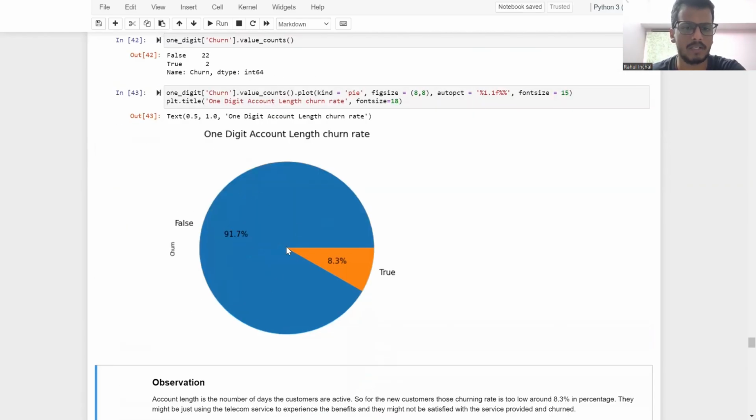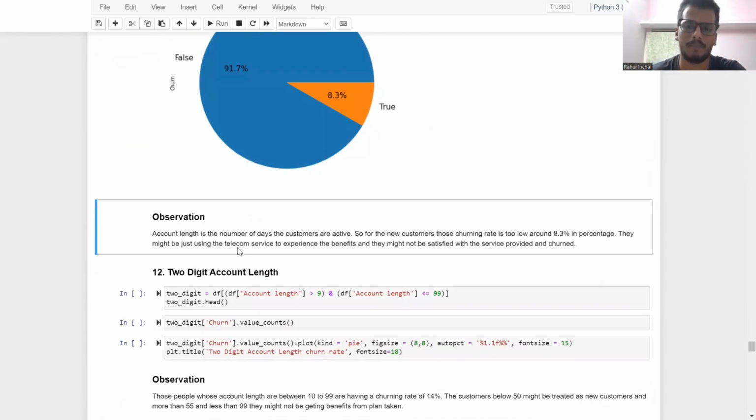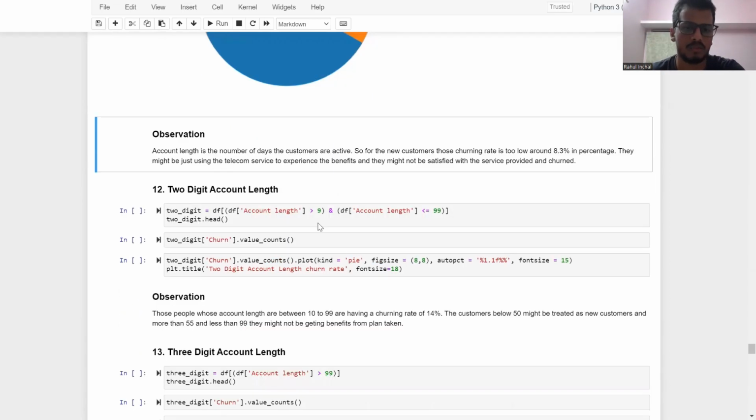So this is what it is, which means there is a high probability that people who have activated the plan for 9 days or less are more likely to churn. They are more likely to skip or not take the membership further. So account length is the number of days the customer has been active. For the new customers, the churning rate is quite low, around 8.3%. Okay, so that is what.